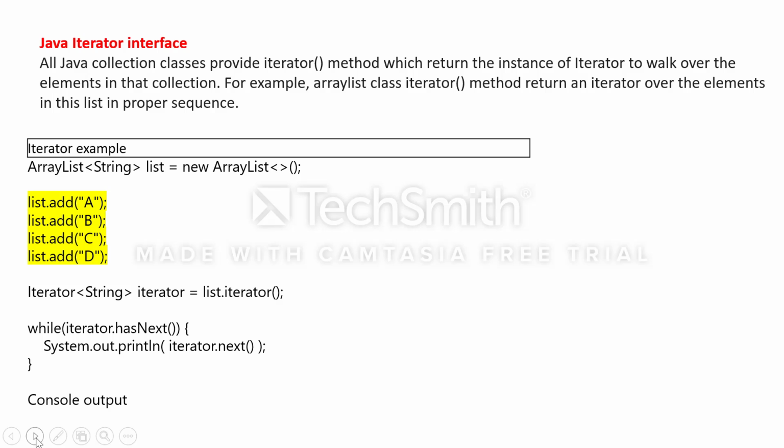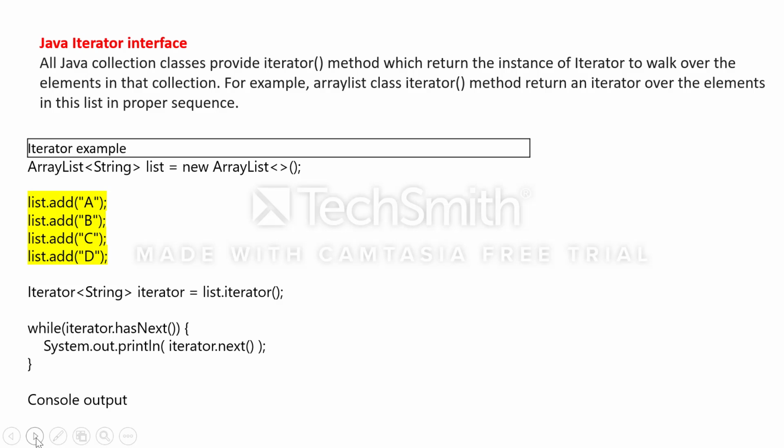Here I'm just giving you a basic example. The Java Iterator interface: all Java collection classes provide an iterator method. This is very basic, an inbuilt thing that we have. The collection provides an iterator method which returns an instance of Iterator to walk over the elements in that collection. For example, the ArrayList class's iterator method returns an iterator over the elements in the list in proper sequence. We're just going to go with the example, not the words.